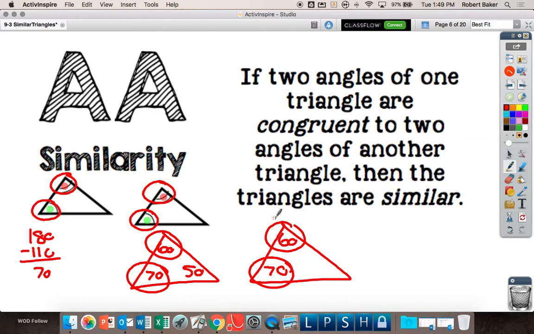Because they have 2 angles that are congruent. Because of the angle shortcut. We're trying to skip steps. We did absolutely no proportions. If I can prove that 2 triangles have 2 sets of congruent angles, it proves that those 2 triangles are similar.